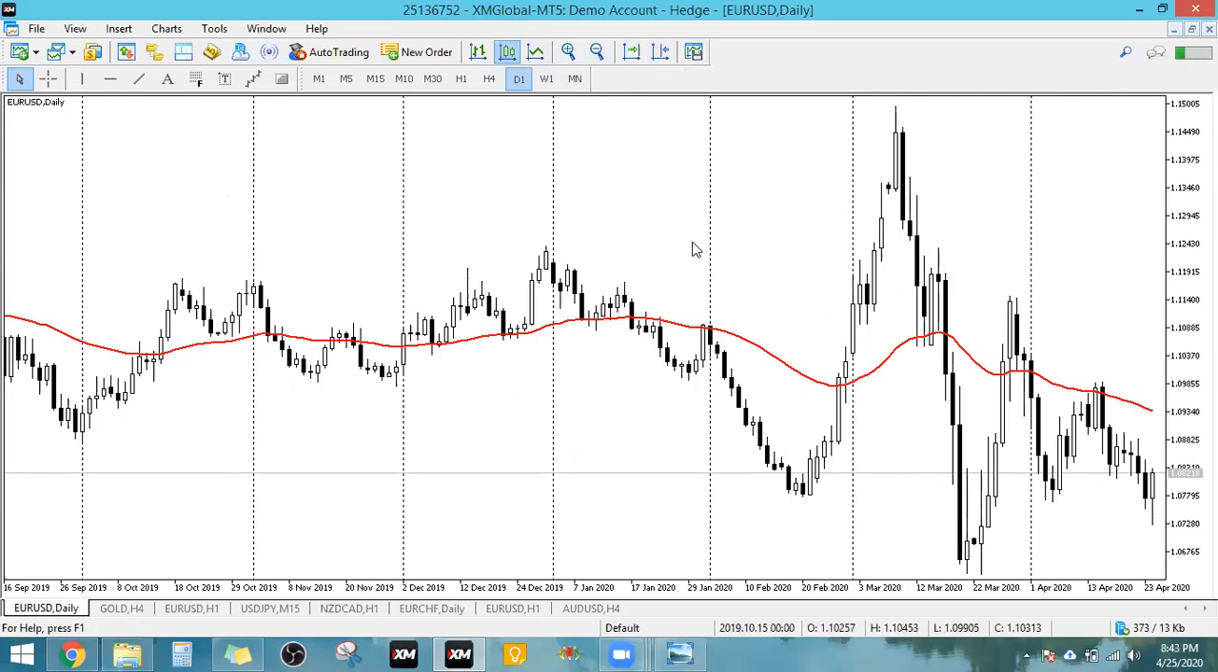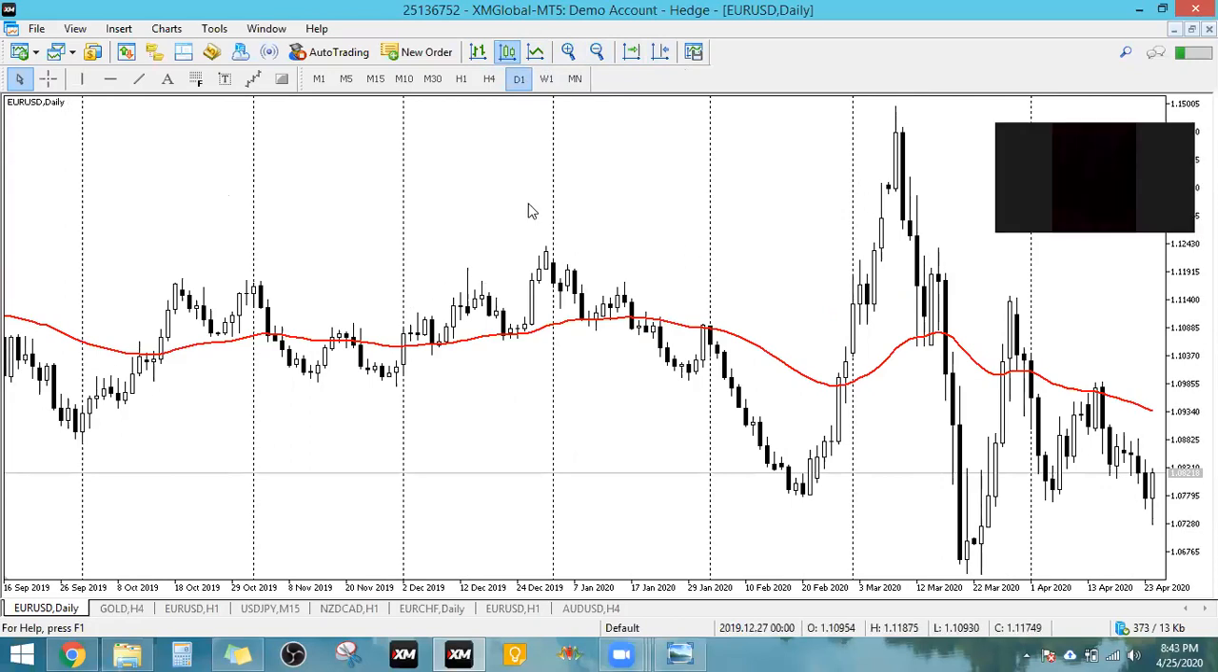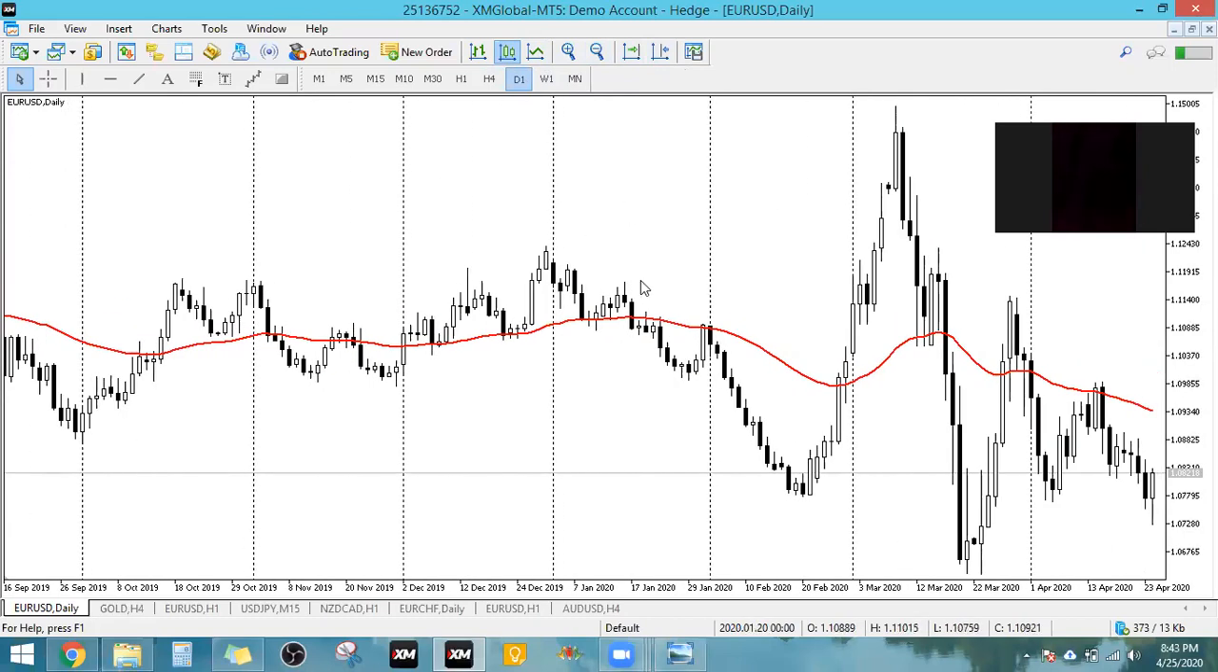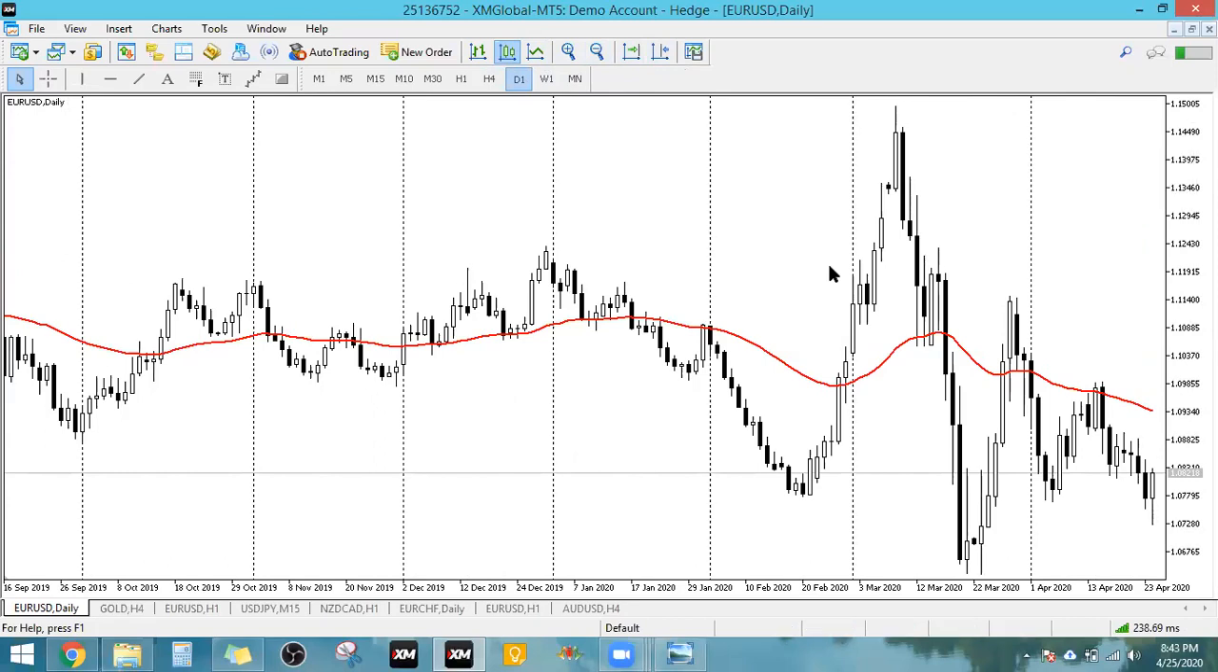Now, the simplest way to interpret your moving average is whenever the market is above the moving average, that means the market is currently in an uptrend. No? If it's trading below that moving average, that means it's currently in a downtrend. No? So that's the simplest way to do it.